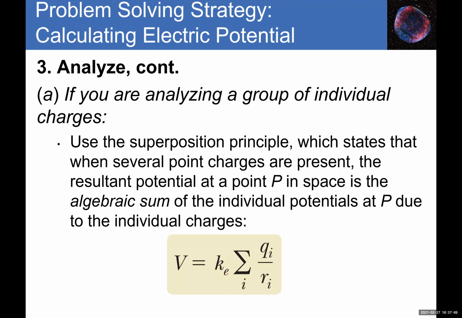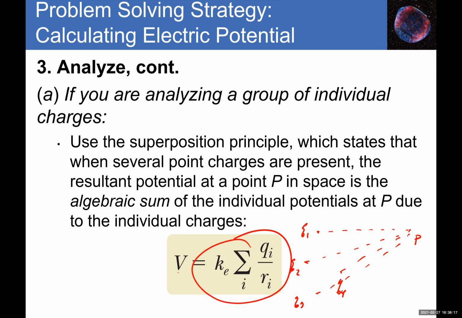All right. So let's say you are analyzing a group of individual charges. Let's say you have 1, 2, 3, 4. This is your Q1, Q2, Q3, Q4. Those are source charges, and you want to find the potential at point P. All you have to do is find the potential V1 due to charge 1, then the potential V2 due to charge 2, then potential 3, then potential 4, and just add them together algebraically. That's it. Relatively straightforward. It's just the algebraic sum of those individual potentials.